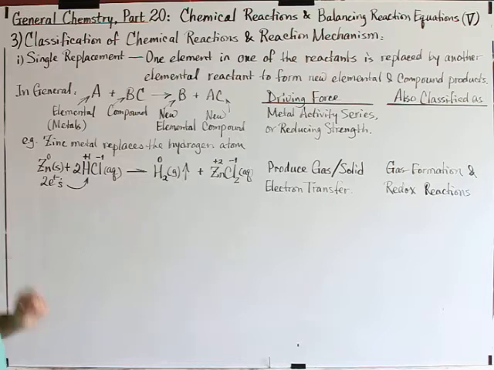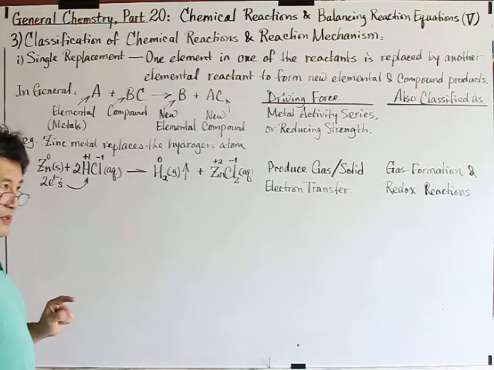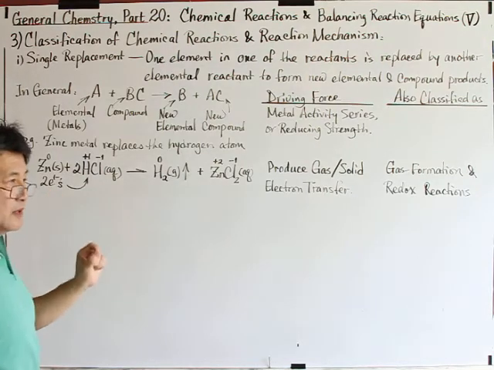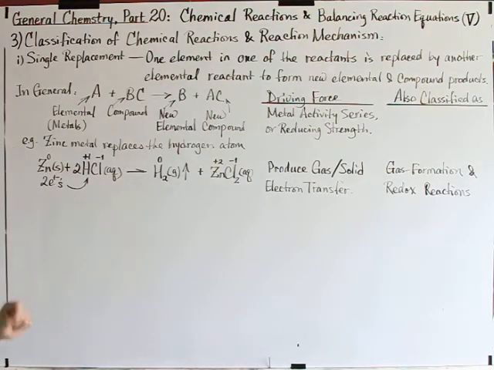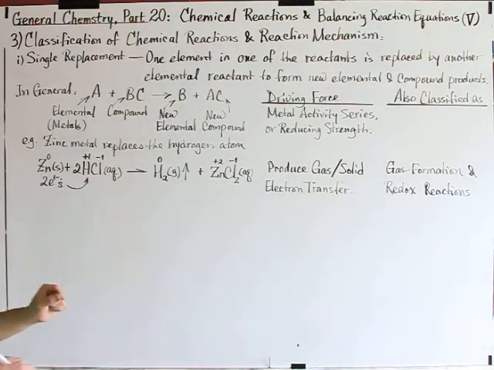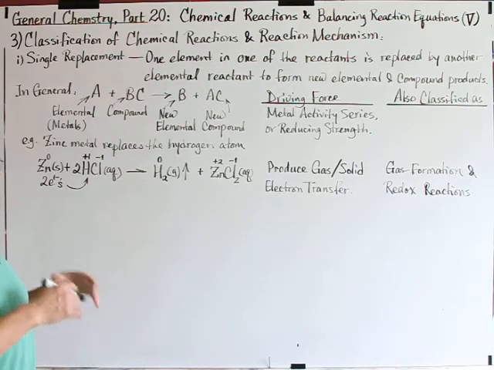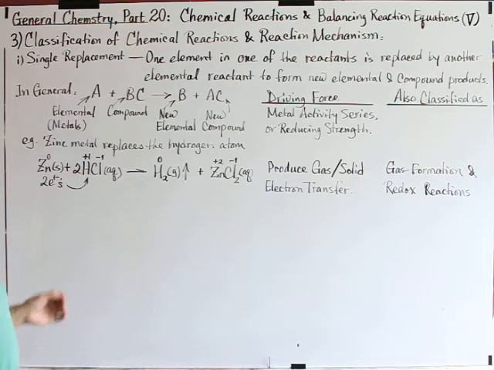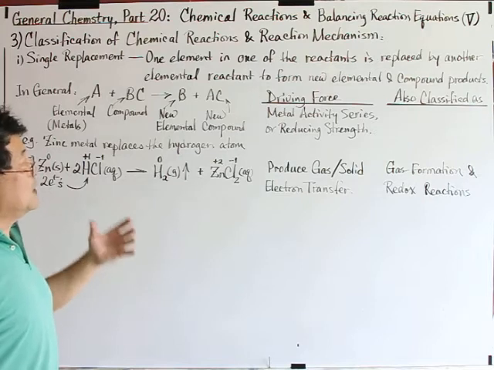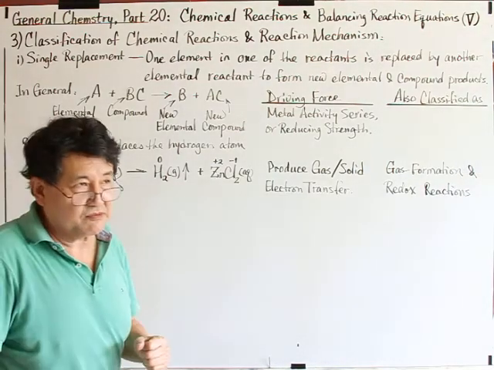The first type is the simplest one, we call single replacement. Some books call it single displacement reaction. Now the definition for that reaction is that one element, most often a metal, in one of the reactants, if it's a binary compound or a polyatomic compound, there's a metal in there as the cation, and it is replaced by another elemental reactant. That reactant must be an element, which in most cases is a solid metal. And then it forms a new elemental product and a compound product, right?